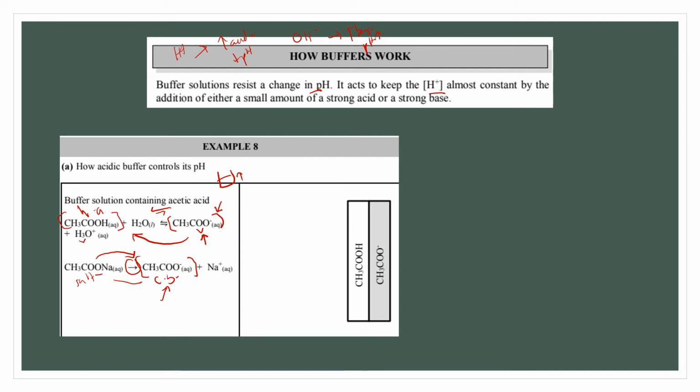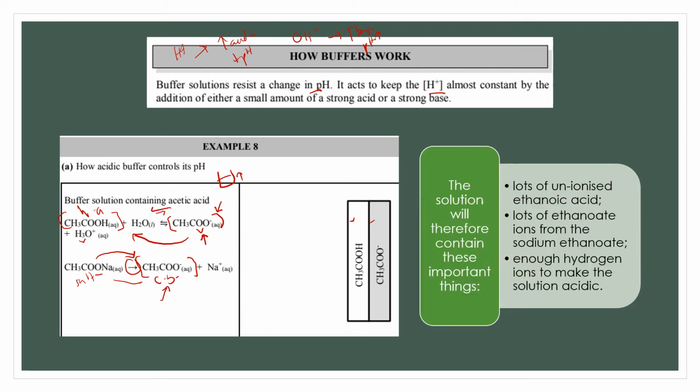Okay, so inilah kita konon-kononnya lah gambar dia kat sini. Yang ni. So, ada unionized ethanoic acid dengan juga ethanoate ion ni. Ethanoate ion yang ni, acetate ion kat sini. Dan juga ada hydrogen plus. Nak kata banyak, tak banyak sangat lah. Tapi ada untuk buatkan dia sebagai acidic solution. Okay, seterusnya.